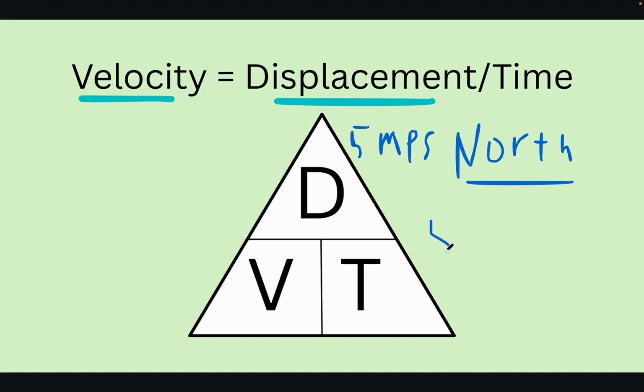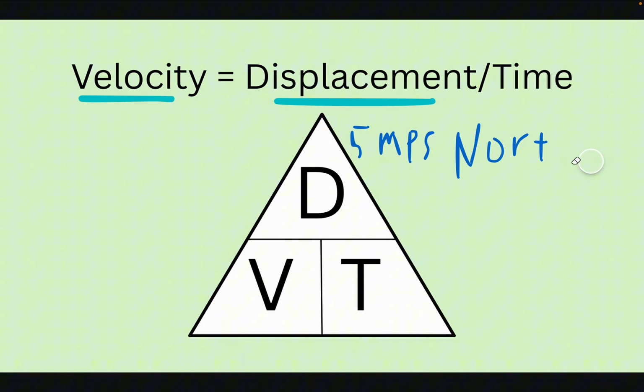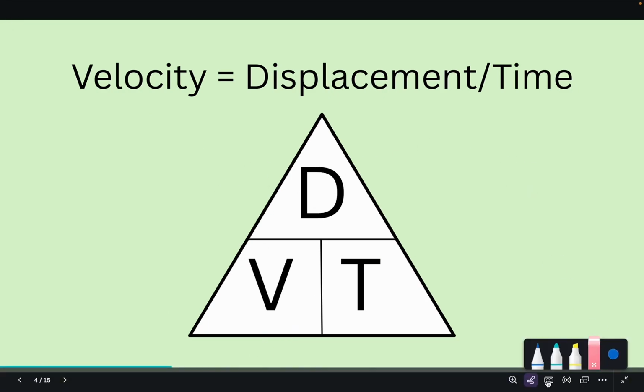you don't need to add again that this car is going north. You just put 5 miles per second, and it's already implied the direction the car is going. But, just to be safe, usually you write the direction, and that's the only real difference between speed and velocity. The rest is the same, even the pyramid is the same. So just do for velocity whatever you did for speed.